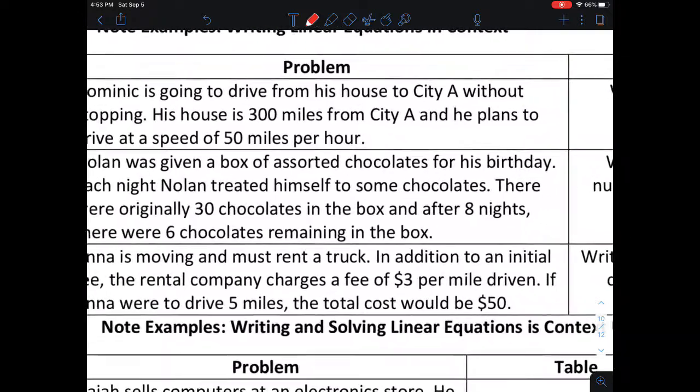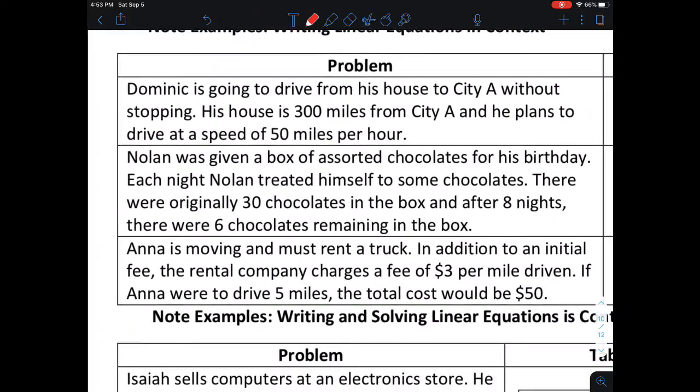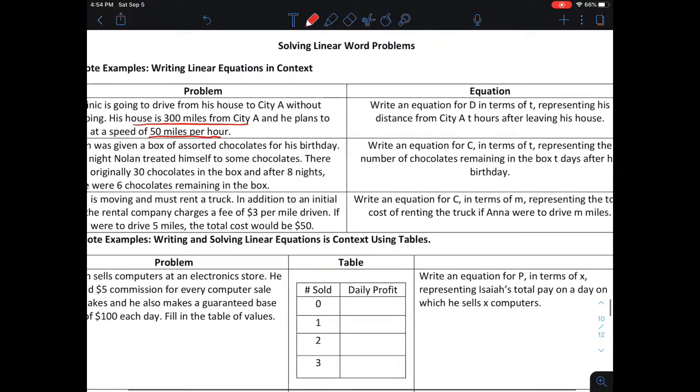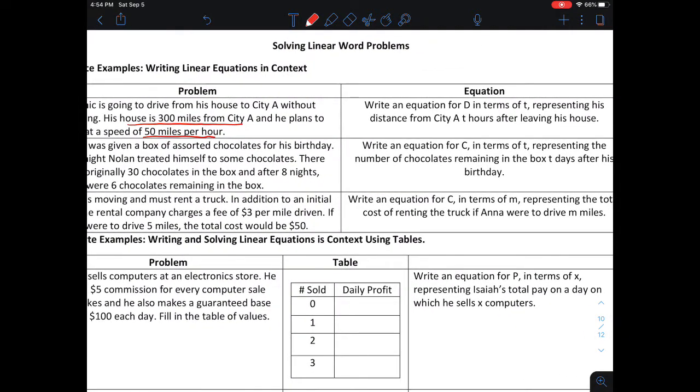So Dominic is going to drive from his house to City A, and he's not going to stop. His house is 300 miles from City A, and he plans on driving at a speed of 50 miles per hour. Now, they want us here to write the equation of D in terms of T, representing his distance from City A, T hours after leaving his house.